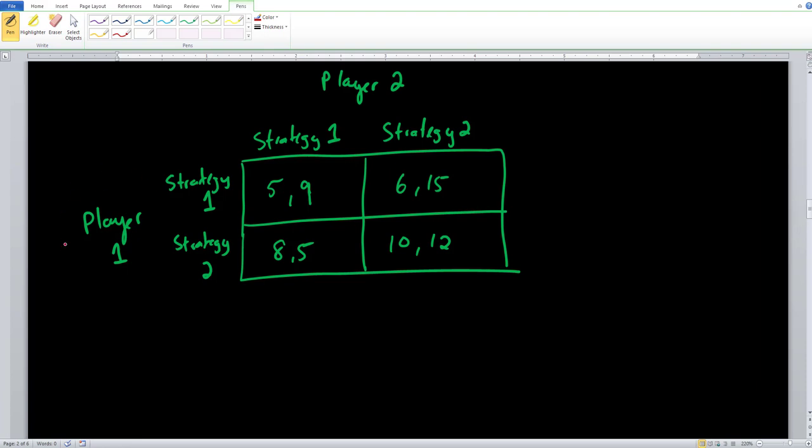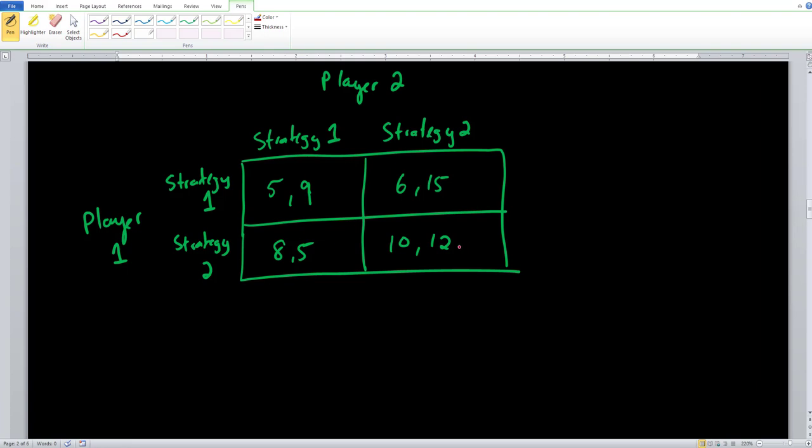Remember that player number 1 always starts on the left-hand side. These are his or her particular strategies, and the first numbers are going to correspond to player number 1. So 5, 6, 8, and 10. And player number 2 is always going to be on top right here. Strategies 1 and 2, it's going to read vertically in this instance, and the second numbers are for player number 2, the 9, 15, 5, and 12.